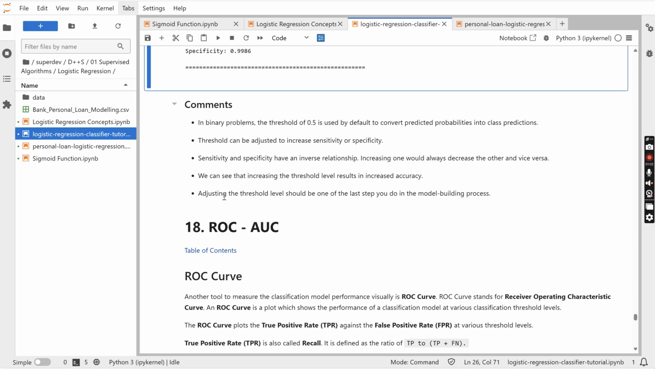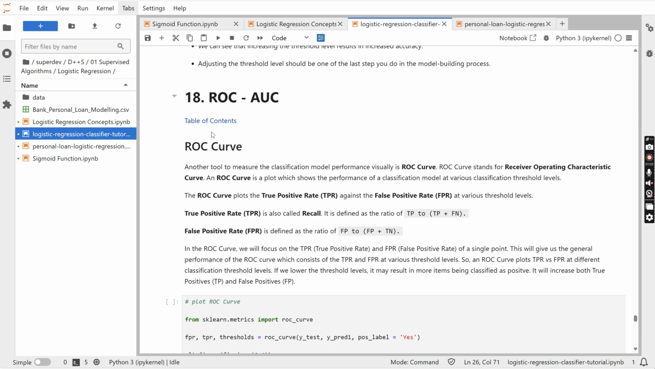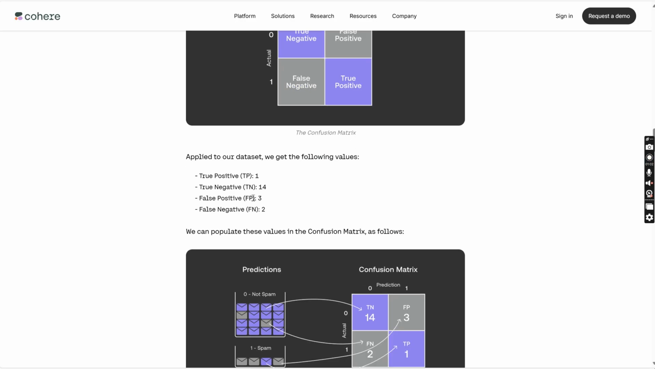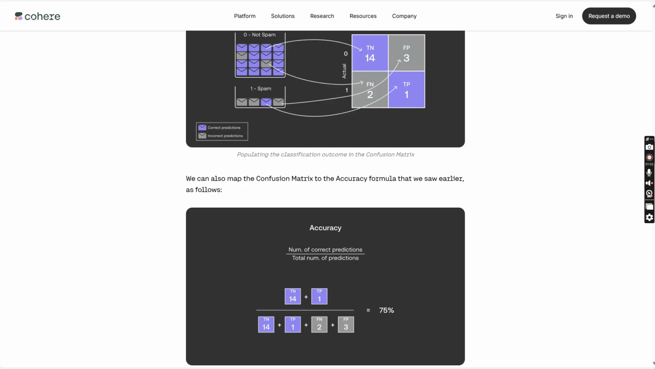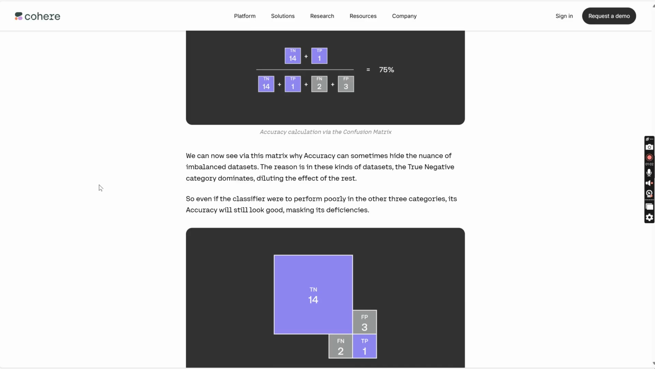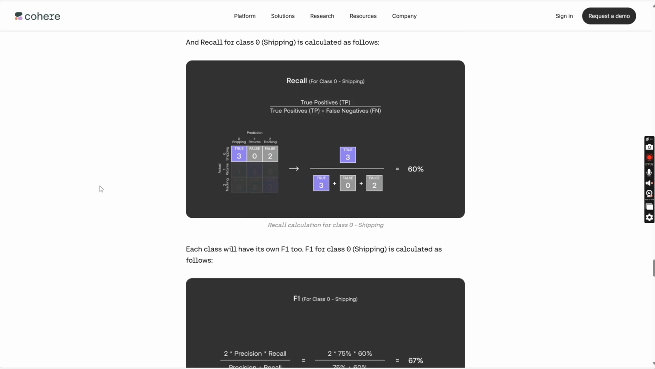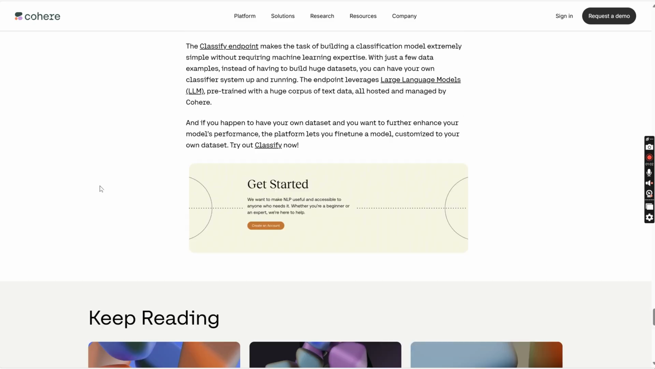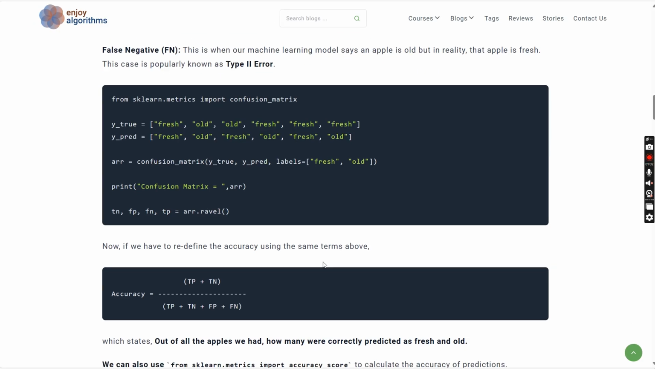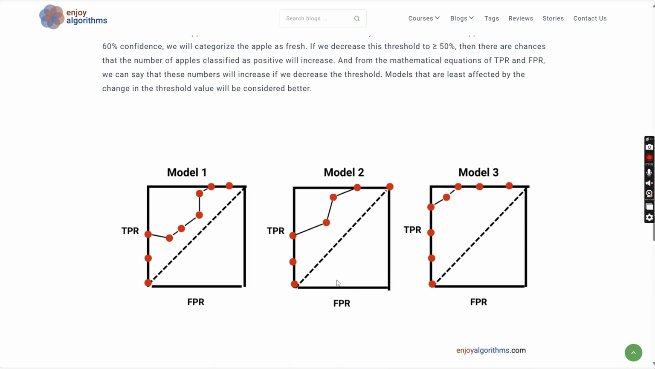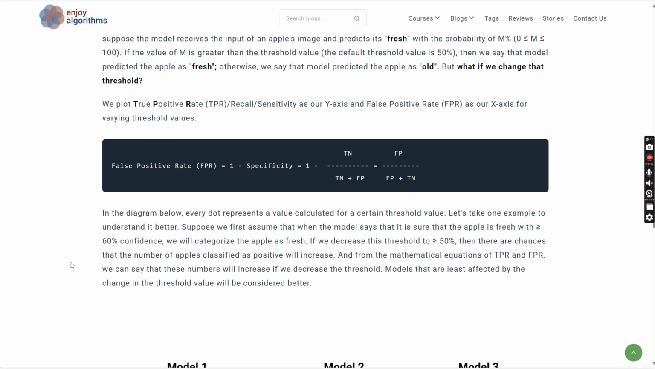But there is one more I want to talk about, very very important, and this is where most of the people also make mistakes. The next one is the ROC AUC curve. First understand what they are talking about. This is a very good link from Cohere. I recommend you go through it, and most importantly you go through the section where the AUC ROC curve is talked about. Yeah, so it is here.